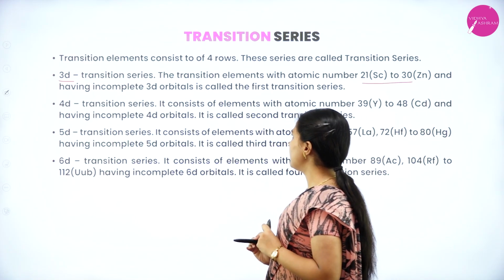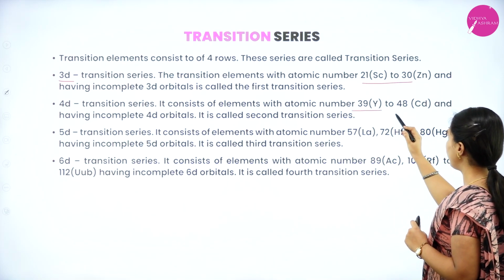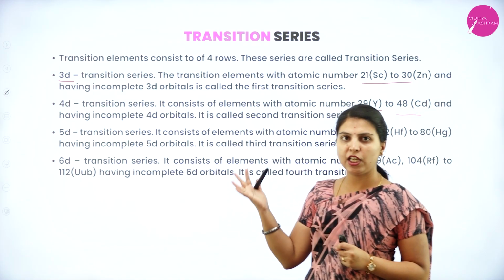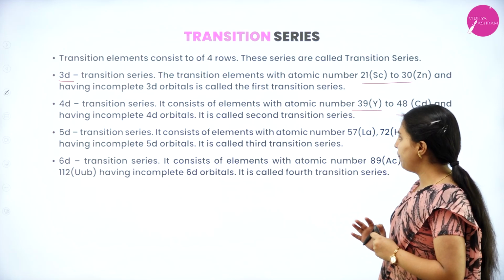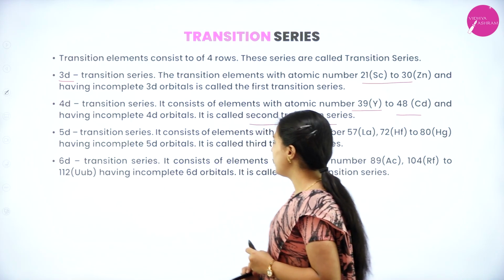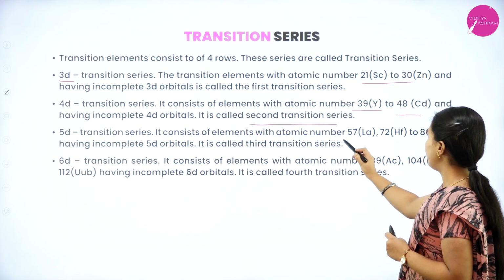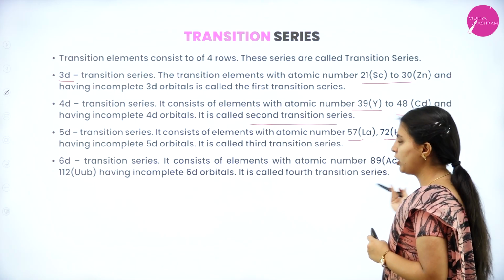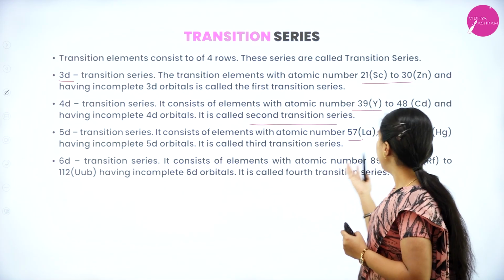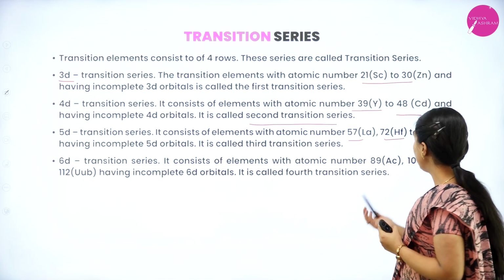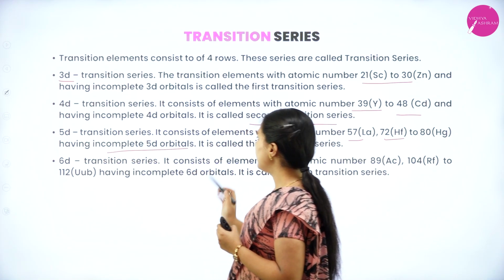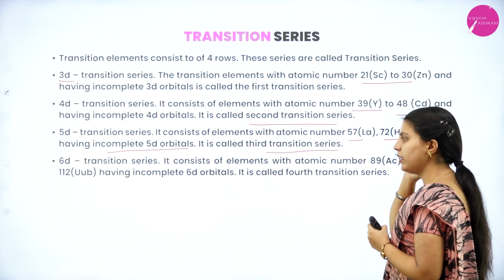Next, the 4d series. It consists of elements with atomic number 39 to 48, that is from yttrium to cadmium, having incomplete 4d orbitals. Here also d orbitals have not been completely filled, and that will be considered as the second transition series. And next, the 5d transition series. It consists of elements with atomic number 57, then 72 to 80, because here there is a break, you know that. So 57 lanthanum, and next 72 hafnium to 80 mercury. It also has incomplete 5d orbitals, and that is the third transition series.